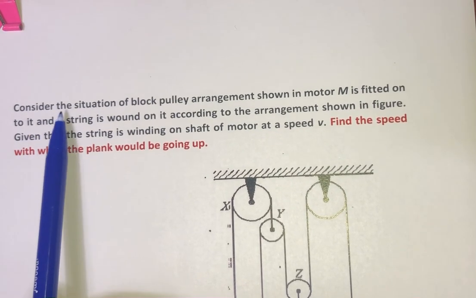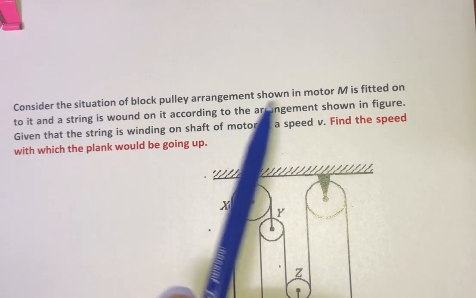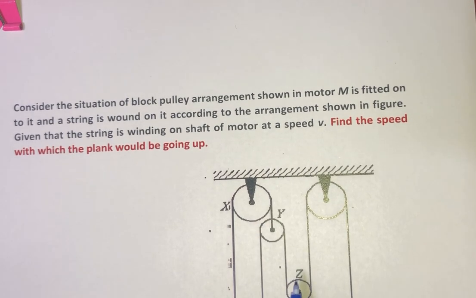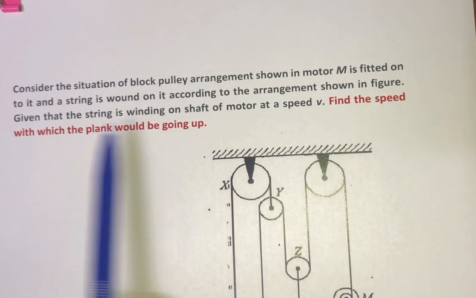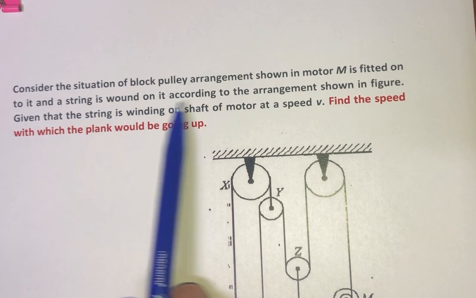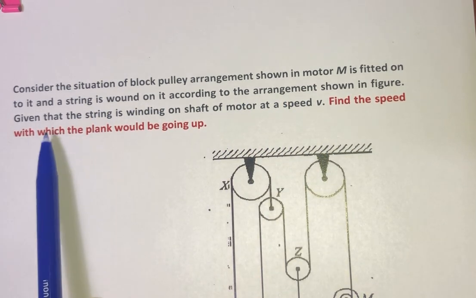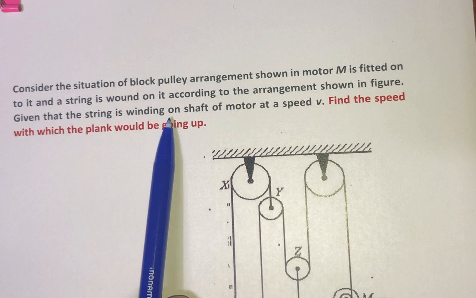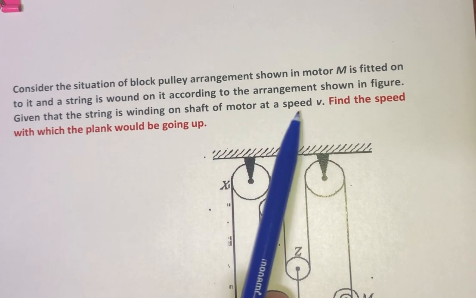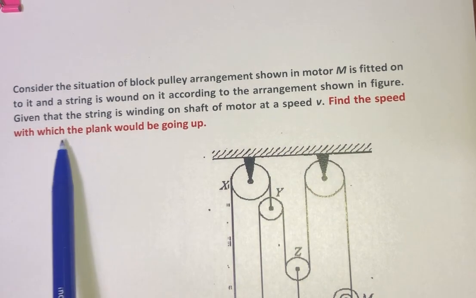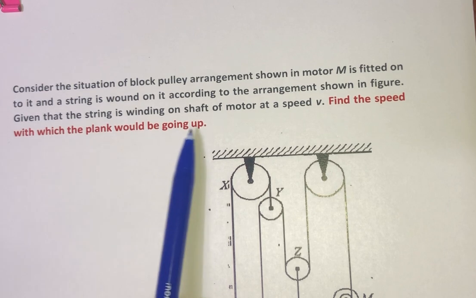Consider the situation of the block pulley arrangement as shown in this figure. The motor M is fitted to it and a string is wound on it according to the arrangement shown in the figure. Given that the string is winding on the shaft of the motor at a speed of V, find the speed with which the plank would be going up.